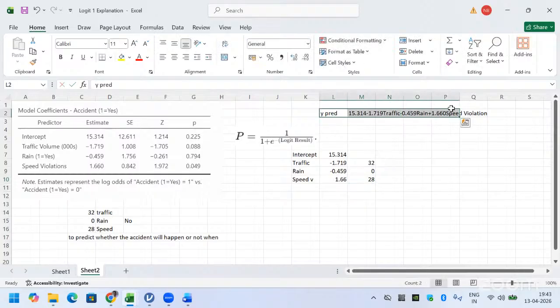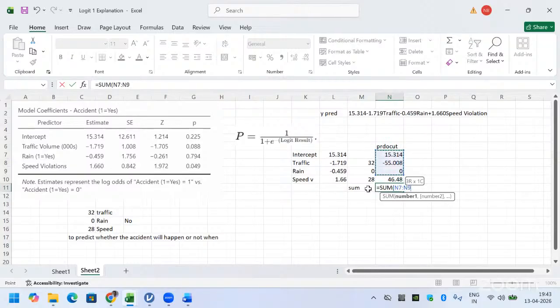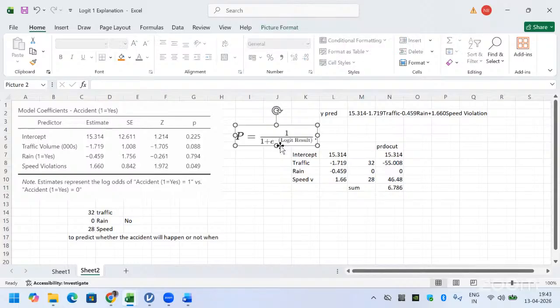So as per this equation, I have to multiply these values here. This is the multiplying product I'm writing here. Product is equal to this multiplied by this. Here, as there is a constant, you have to multiply by 1. I'm just writing as it is. And here I need to find the overall sum, which is the sum of my intercept plus traffic coefficient plus rain coefficient plus speed variable. Okay, this is done.